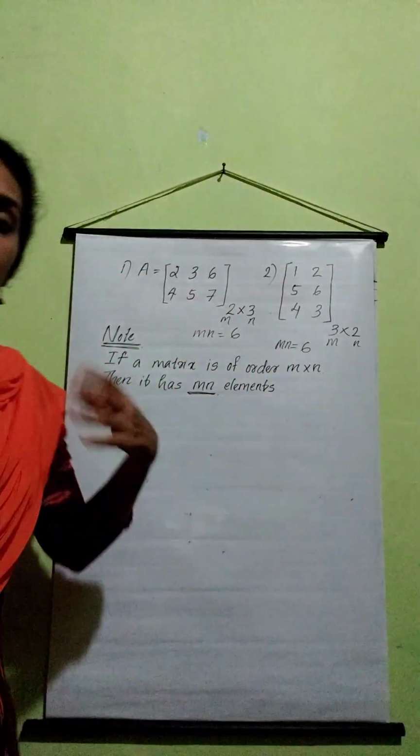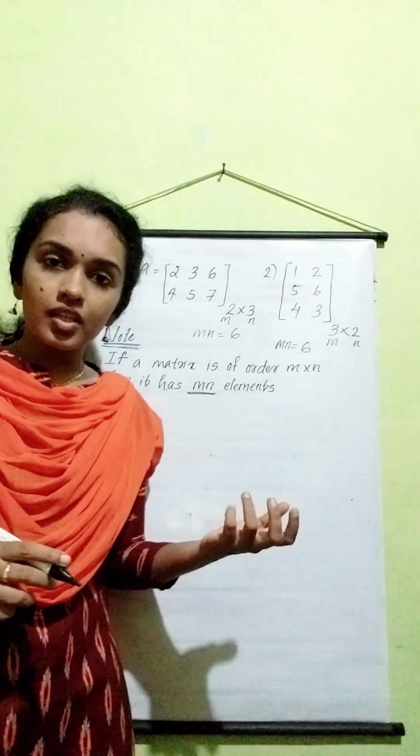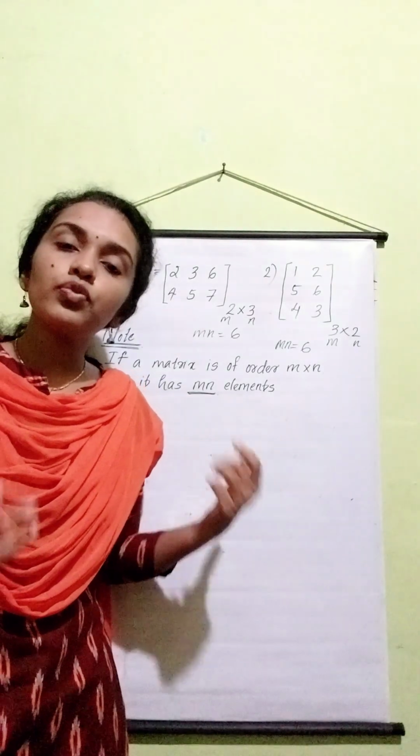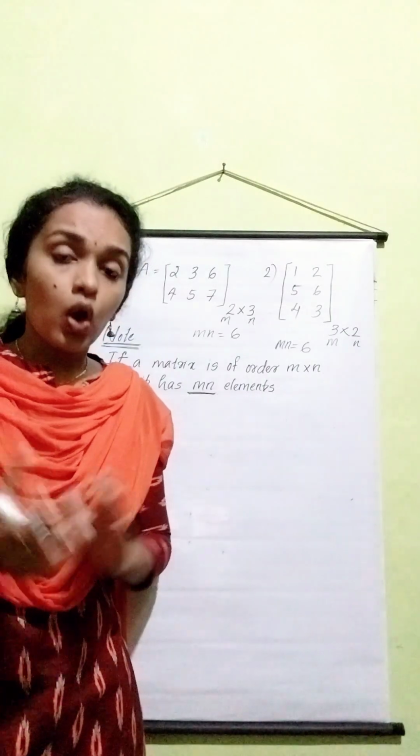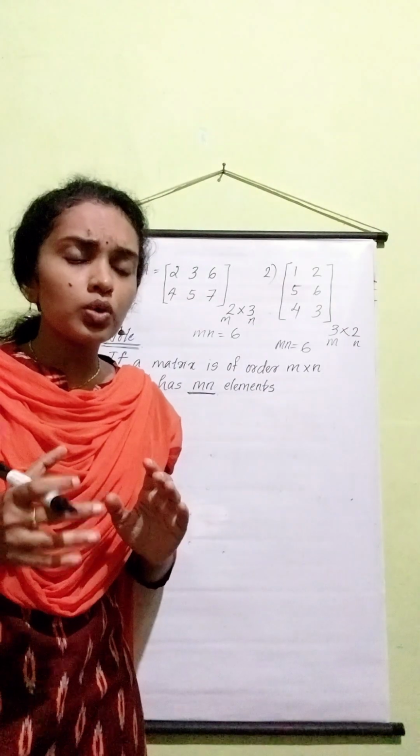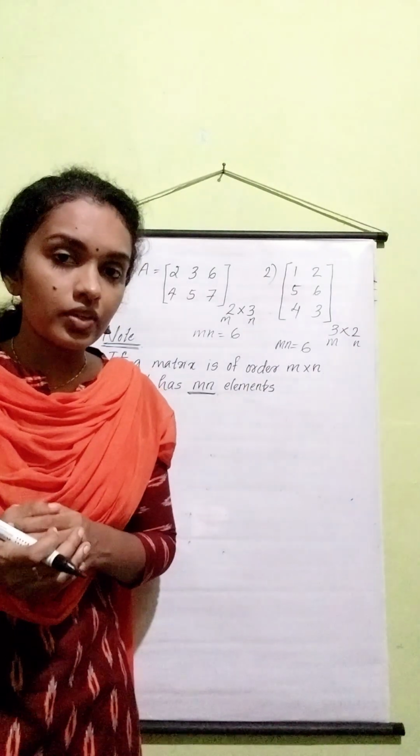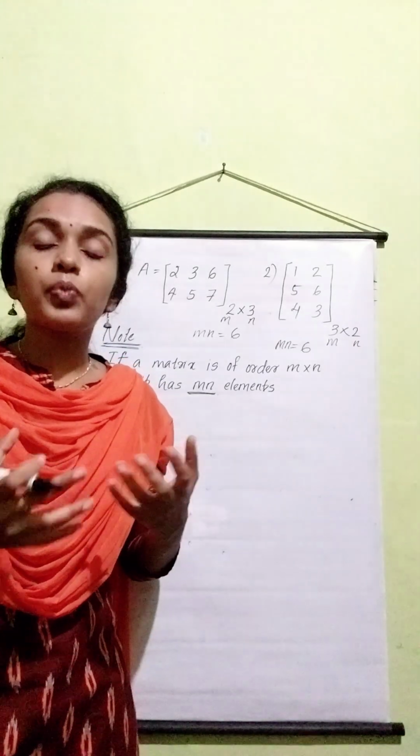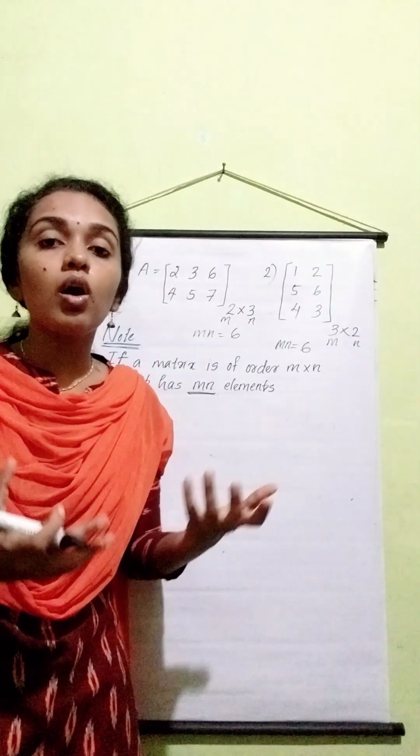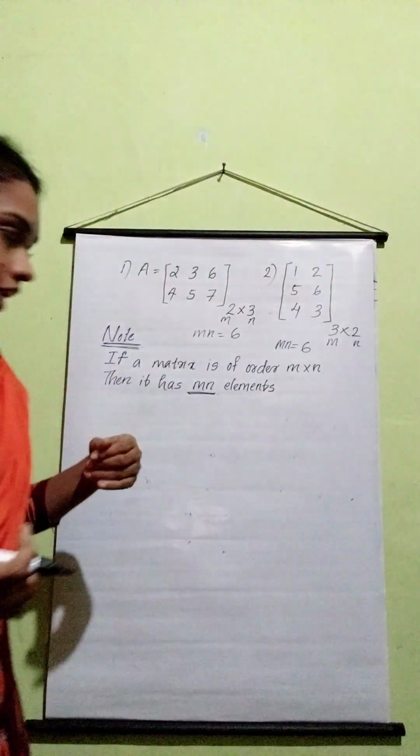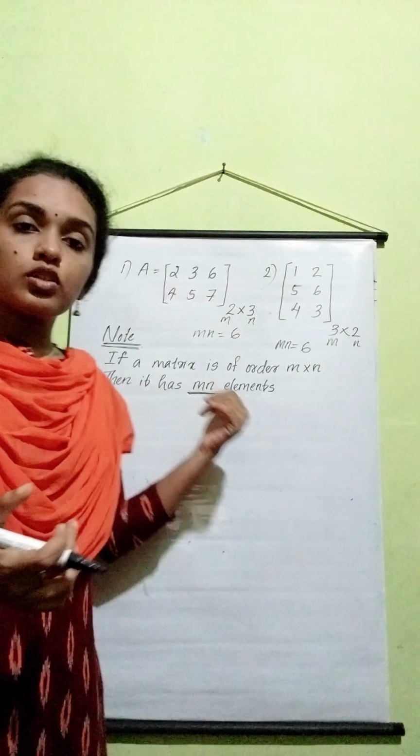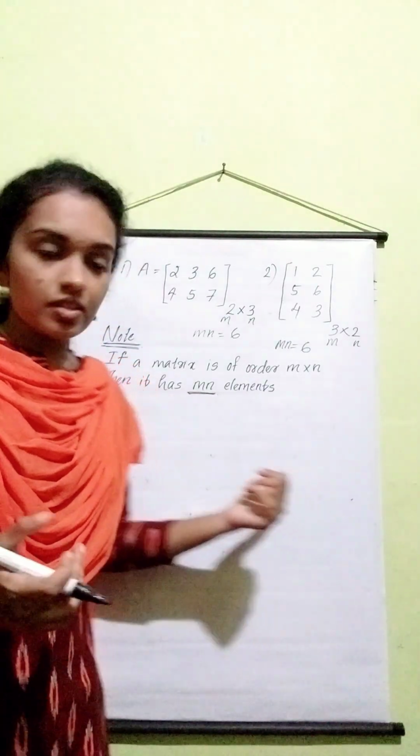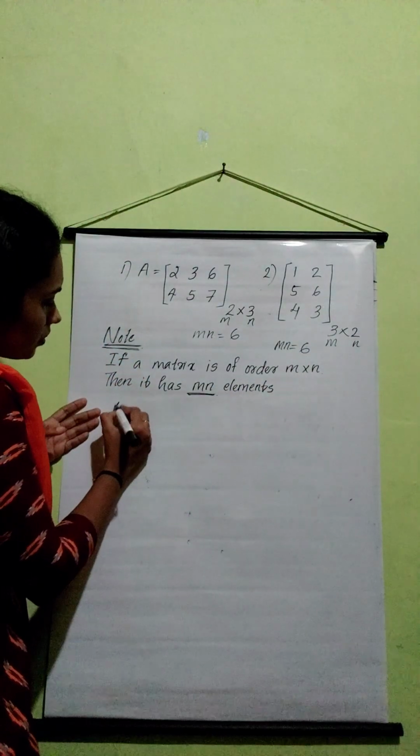So if we know the order of a matrix, we can find the total number of elements inside that matrix. Also, if we know the total number of elements inside a matrix, then we can guess the possible orders of the matrix. Clear? So if we know the order of a matrix, we can find the total number of elements inside a matrix. Let's take another example.